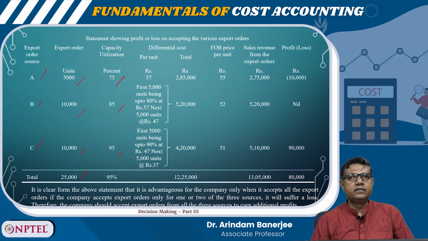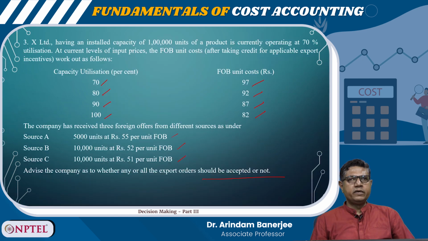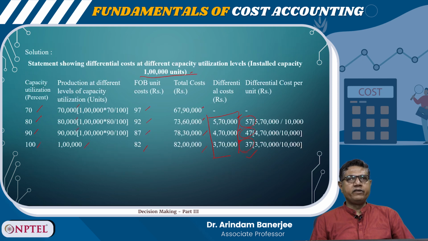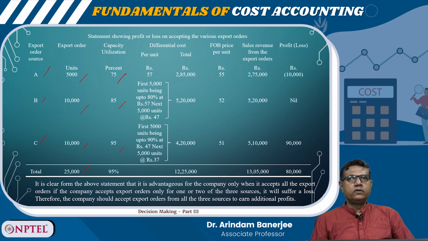Differential cost, how much? Here you see whether any or all export orders should be accepted or not. This is my question. Source A is 5,000 units at 55, source B 10,000 units at 52 and source C 10,000 units at 51. So, I can do it like this.